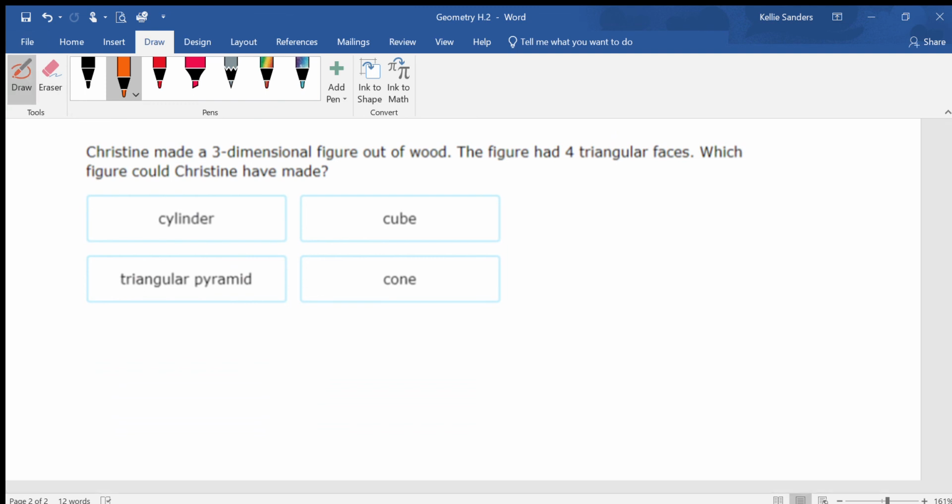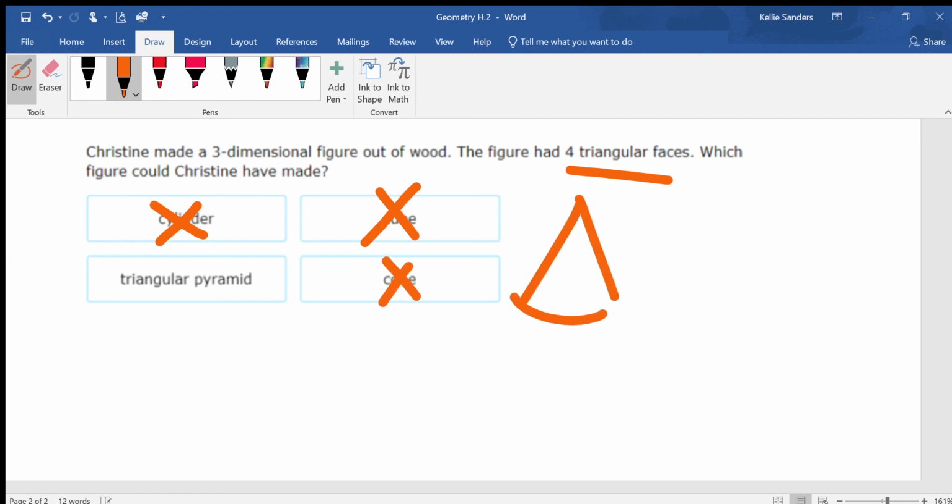Christine made a three-dimensional figure out of wood. The figure has 4 triangular faces. Which could these have been? It's not a cylinder. A cube is made up of squares. And a cone. What's a cone? That would be a cone.